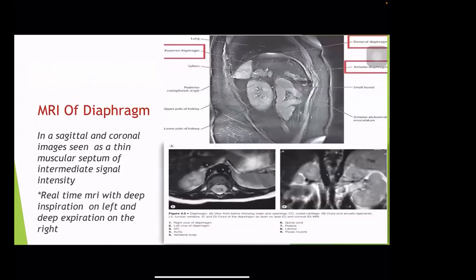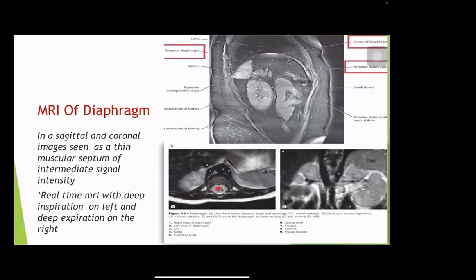The last investigation is the MRI of the abdomen. The diaphragm appears as a thin muscular septum of intermediate signal intensity. This is the sagittal section. As we see, this is the anterior end of the diaphragm. This is the dome of the diaphragm. This is the posterior diaphragm, which looks like an intermediate signal intensity. This is an axial section of the MRI showing this is the body of the vertebra.